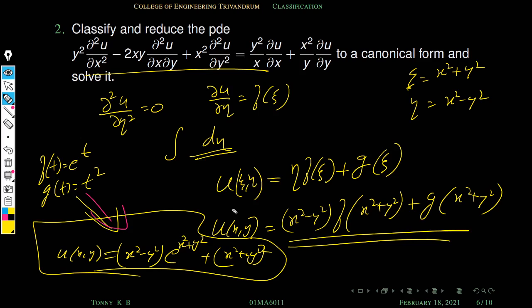Similarly, if you choose another f of t and g of t, then you get another solution. So this is not a single solution. This is a family of solutions. This family contains infinitely many solutions. By choosing different f and g, we will get different solutions.